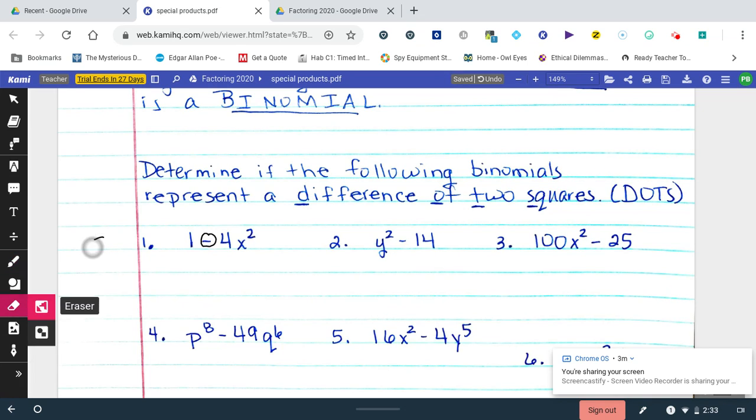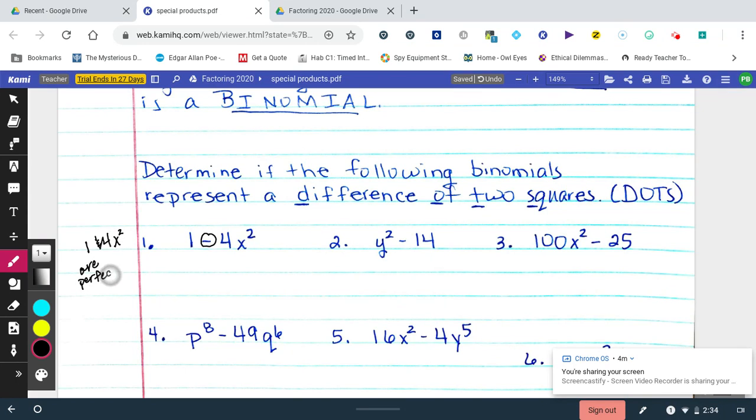Okay, apart from the minus, all you do is look at the first term. Let me erase it. So you don't pay attention to the signs here. If you have a minus in the middle, ignore the signs. So you have 1 and 4x squared, which are perfect squares. Ignore the minus in the middle, because all of them are going to be differences if they are a difference of two squares. Just make sure that they all have minuses.